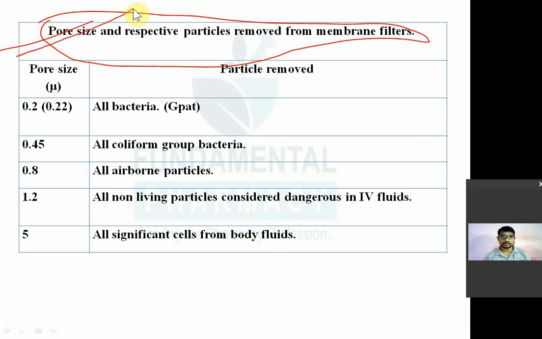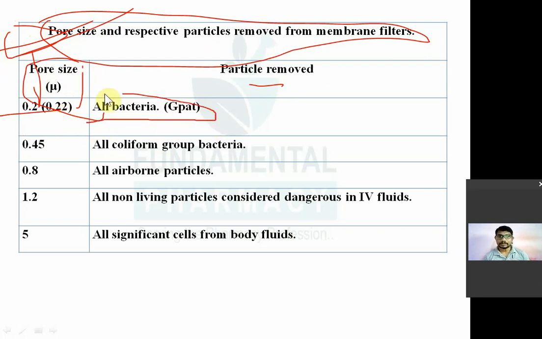This question has come in GPAT. Now again, membrane filter having pore size of 0.45 micron can remove all coliform group of bacteria. Membrane having 0.8 micron can remove all airborne particles. Membrane filter having pore size like 1.2 micron can remove all non-living particles considered dangerous in IV fluids. Membrane filter having 5 micron size can remove all significant cells from body fluids.